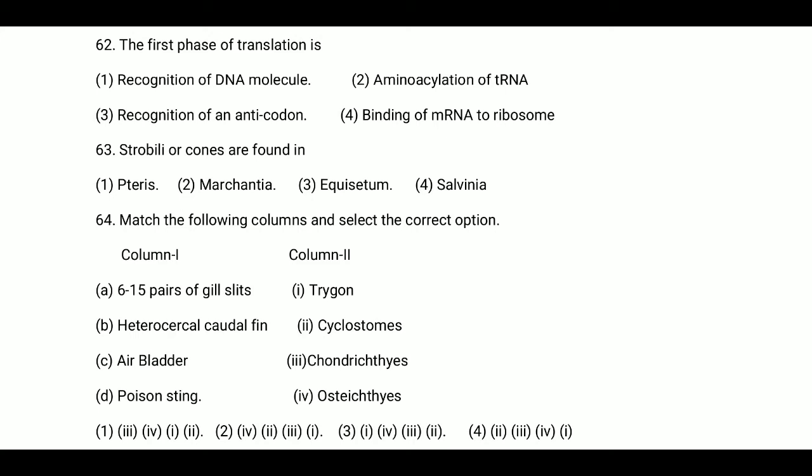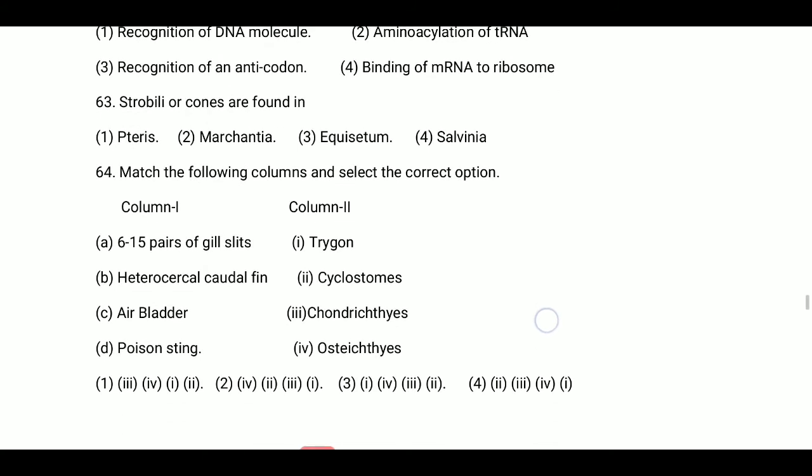Match the following columns and select the correct option. Column 1: 6 to 15 pairs of gill slits, heterocercal caudal fin, air bladder, poison sting. Column 2: Trygon, cyclostome, chondrichthyes, osteichthyes. First we'll match up, then we'll get the answer directly. Right. Okay, you can see here. Yeah, for 63 question I said Salvinia. No, it should not be Salvinia, it should be Equisetum. Equisetum or horsetails have cones, so the right answer is Equisetum, not Salvinia.